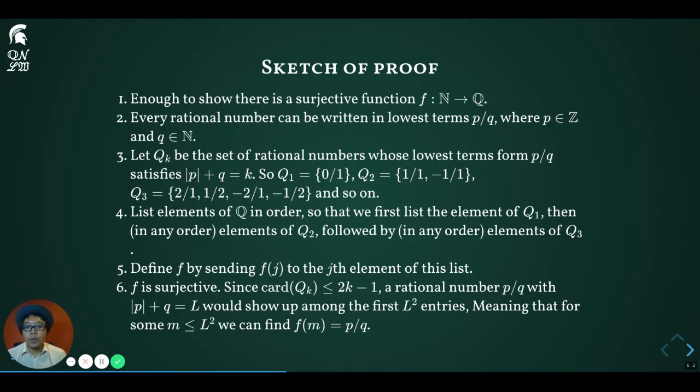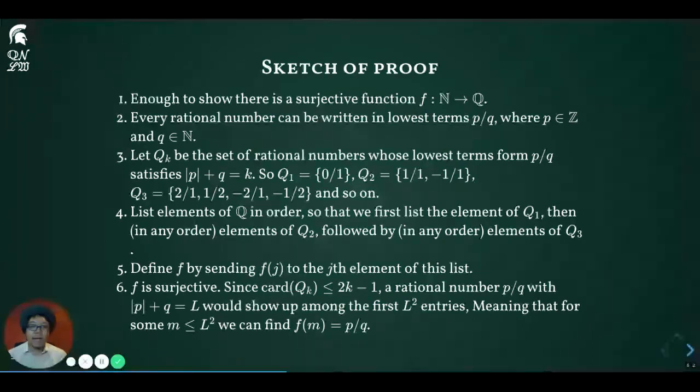To do so, we notice that every rational number can be written in lowest terms as p divided by q, with p an integer and q a natural. We define Q_k to be the subset of rational numbers whose lowest term form p over q satisfies that the sum of the absolute value of p and q equals k. So we see that the rational number 0, having lowest term 0 over 1, is the unique element of Q_1.